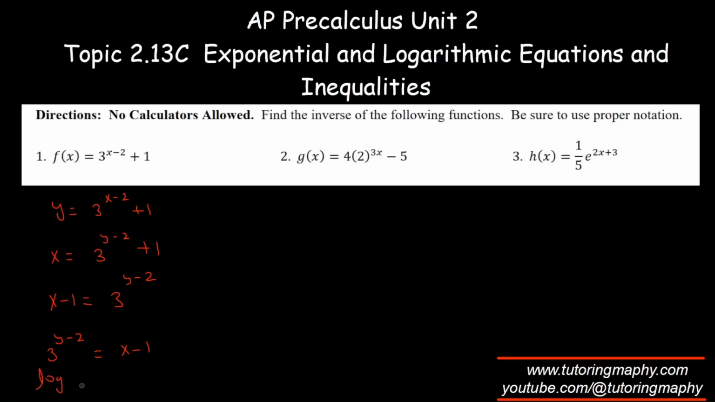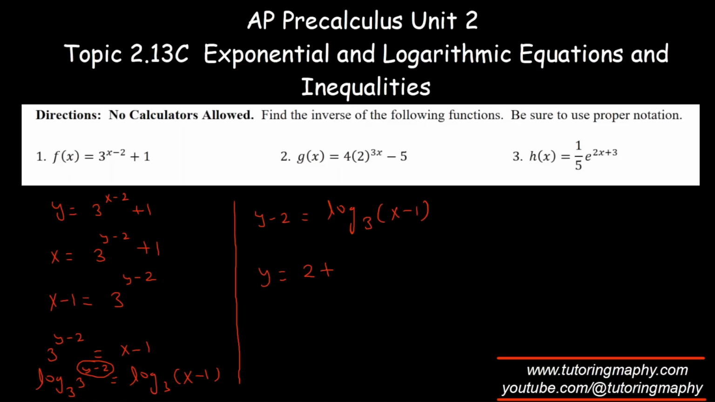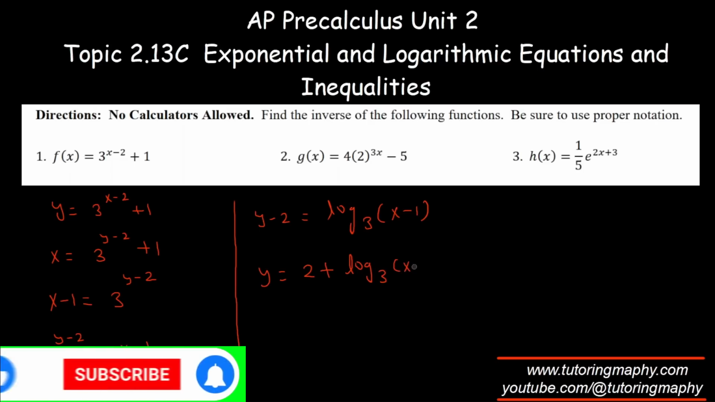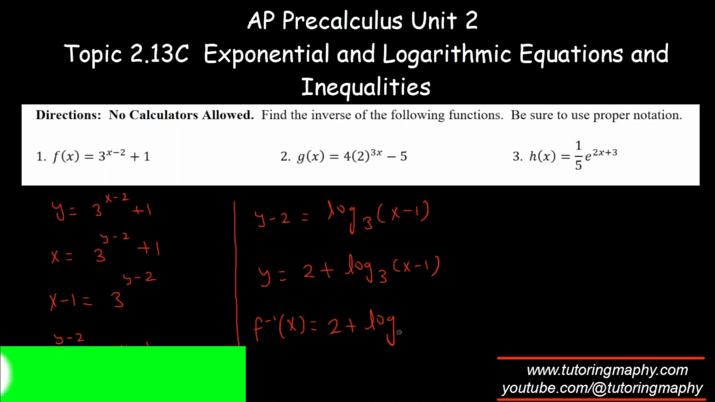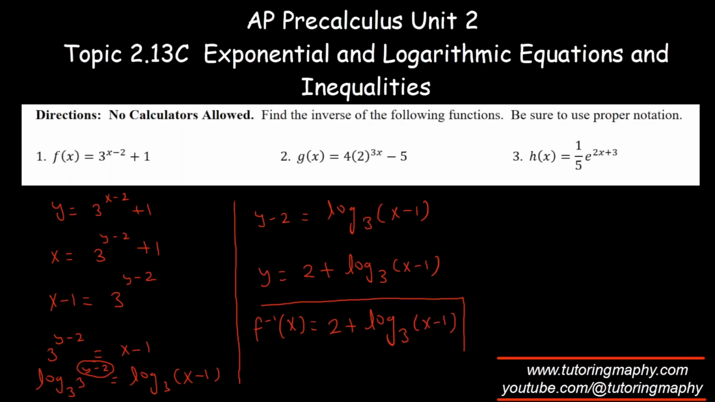I take log with base 3 because the log should have the same base as the base of the exponent. So log with base 3 of 3 raised to y minus 2 is equal to log with base 3 of x minus 1. This y minus 2 drops outside, so y minus 2, and log 3 with base 3 is 1, is equal to log of x minus 1 with base 3. I add 2 on both sides, so 2 plus log with base 3 of x minus 1. And finally y is rewritten as f inverse x, so that will be 2 plus log of x minus 1 with base 3. That is the inverse of this function.